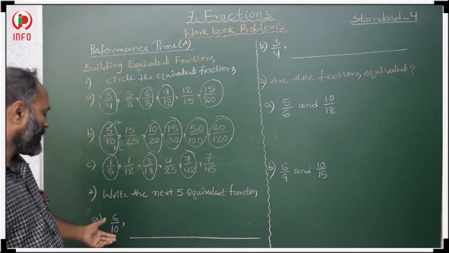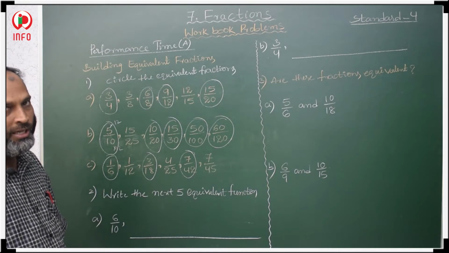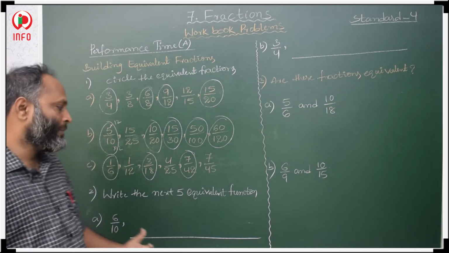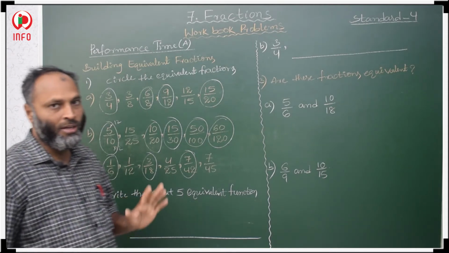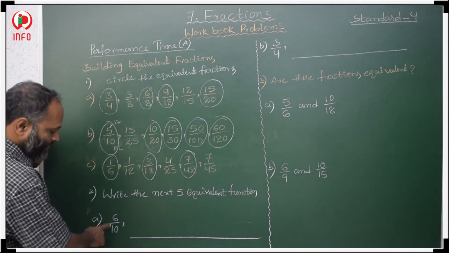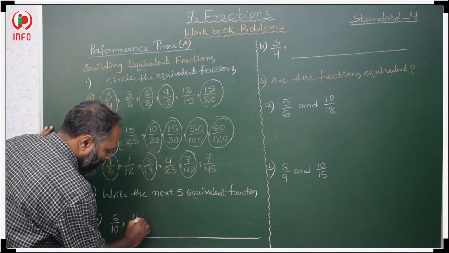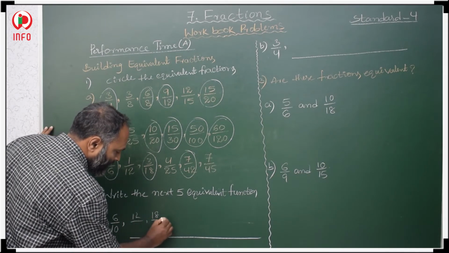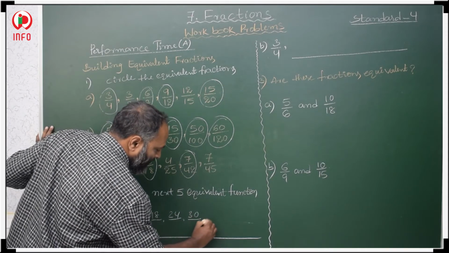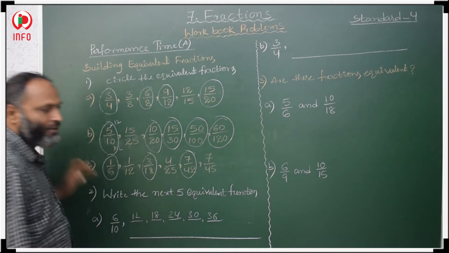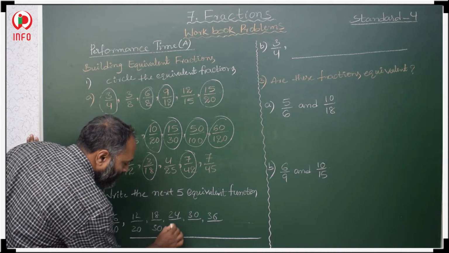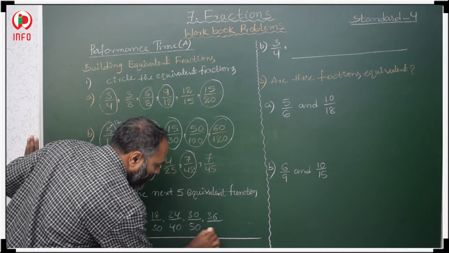So what is the fraction given here? 6 by 10. It is very easy to write. We already did this in the textbook. The same pattern, a similar question is given. So 5 equivalent fractions we have to write. See here, 6 by 10. 6 ones are 6, 6 twos are 12, 6 threes are 18, 6 fours are 24, 6 fives are 30, 6 sixes are 36. Till 6 you have to write. Then here also, 10 twos are 20, 10 threes are 30, 10 fours are 40, 10 fives are 50, 10 sixes are 60.